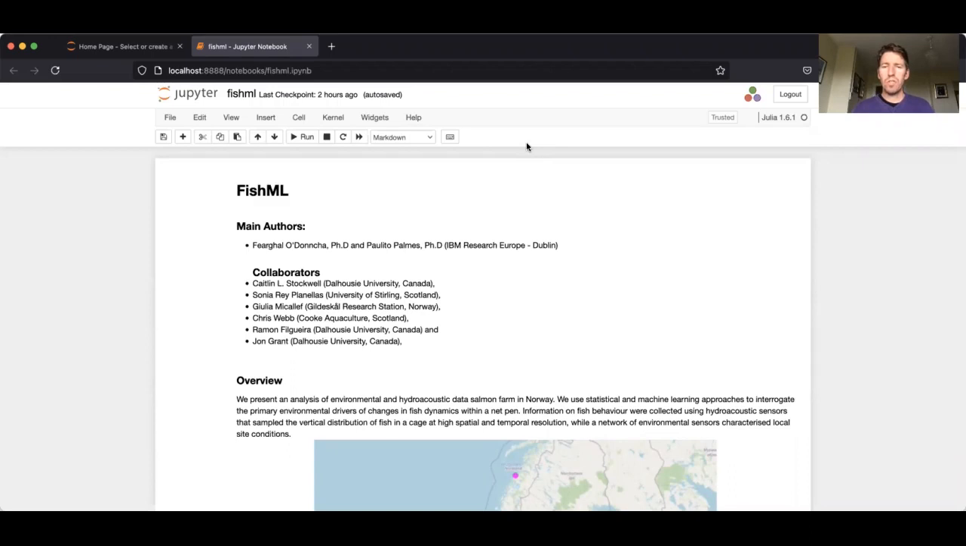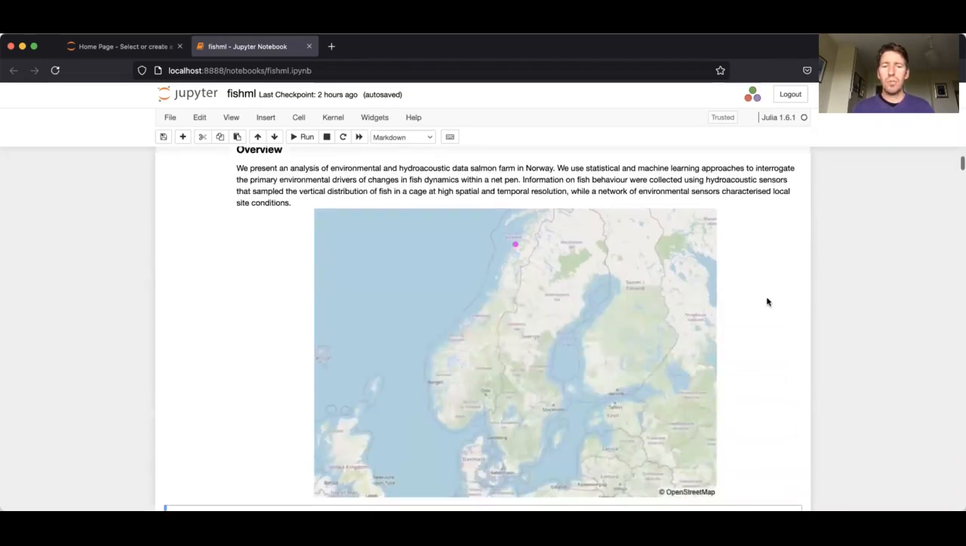Today I want to present work we did on using Julia to analyze environmental and fish dynamic data coming from an aquaculture farm. This work is in collaboration with partners from Dalhousie University in Canada, University of Stirling in Scotland, Gildeskål Research Station in Norway, and Cook Aquaculture in Scotland. Here we give an overview of the location of the aquaculture farm in the north of Norway.